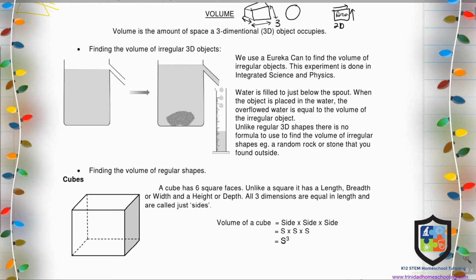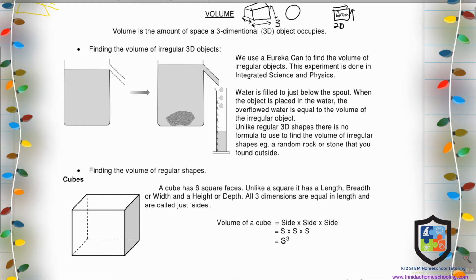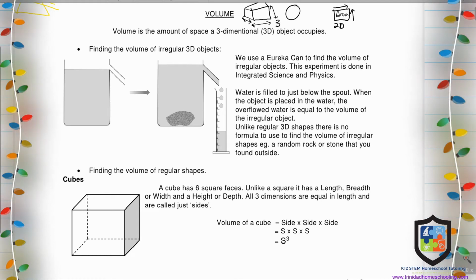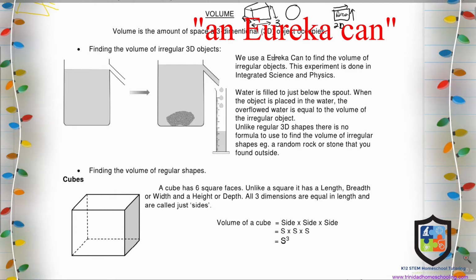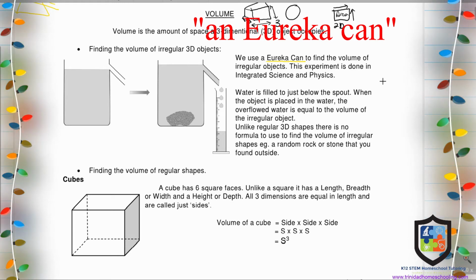Now an irregular 3D object would be like a stone that you find in the yard, or on the road. If you just pick up a stone from anywhere, we want to find the volume of that stone. The best way to do it is we use a Eureka can. This is an experiment that you'll be doing in integrated science and in physics, if you plan to do the sciences later on.